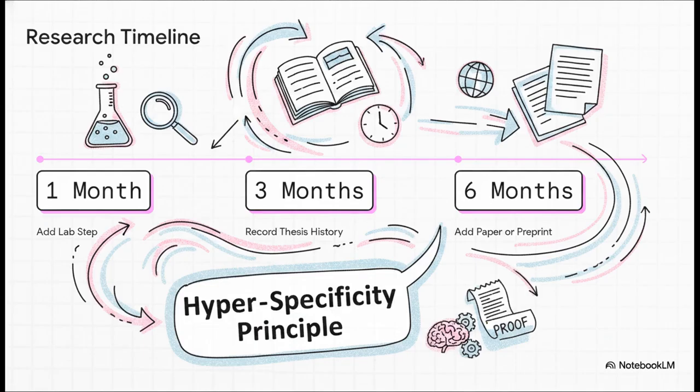Direct response psychology tells us to never use generic advice or fluffy buzzwords. Simply claiming you're research-oriented means absolutely nothing to a recruiter. Instead, by breaking your progress down into these tangible milestones, specific lab steps, specific thesis history, concrete papers, you provide undeniable details. You are literally showing them the receipts of your hard work, proving your momentum over time.